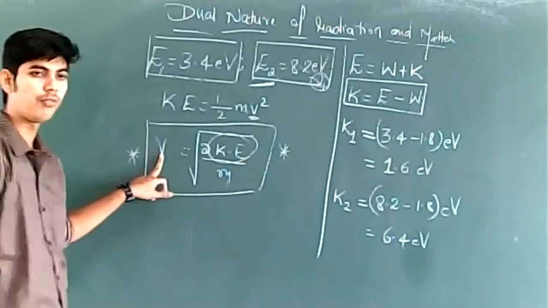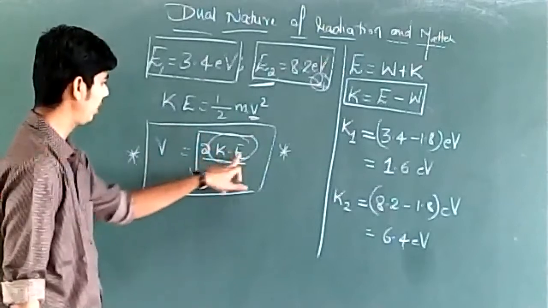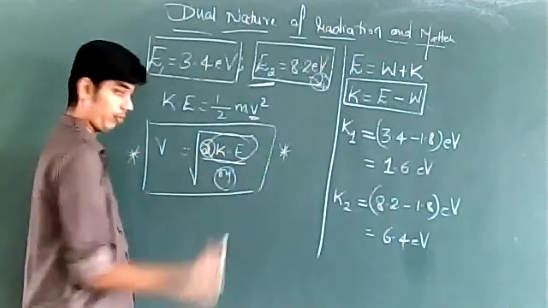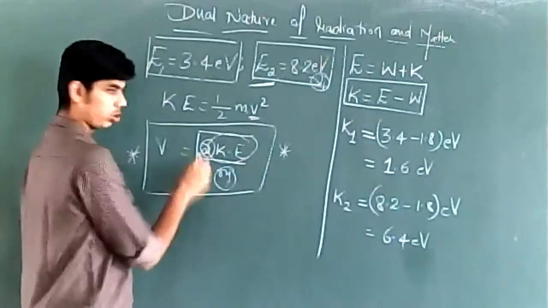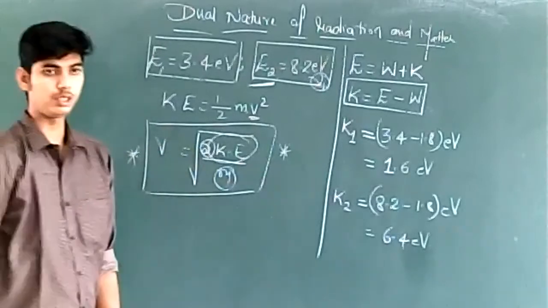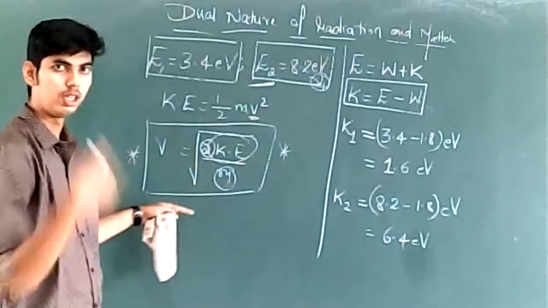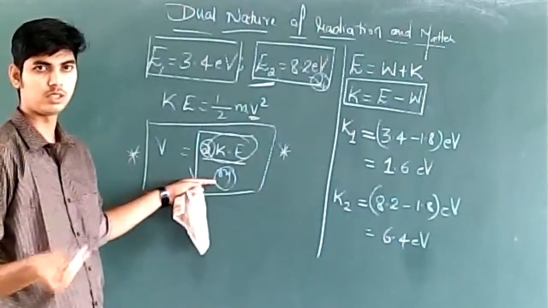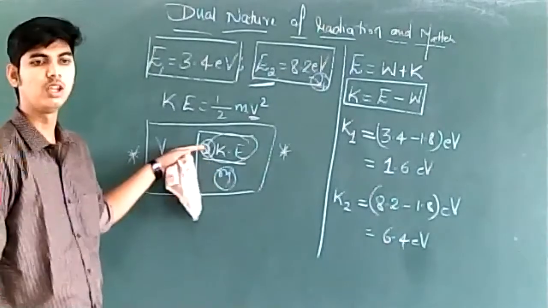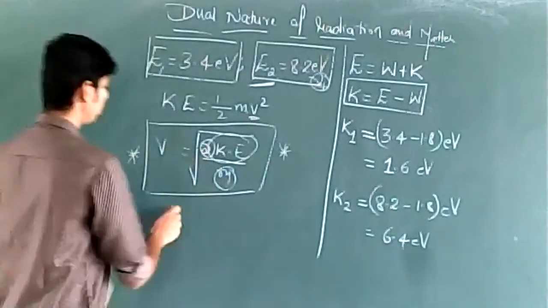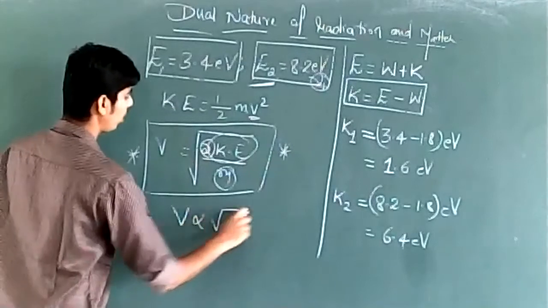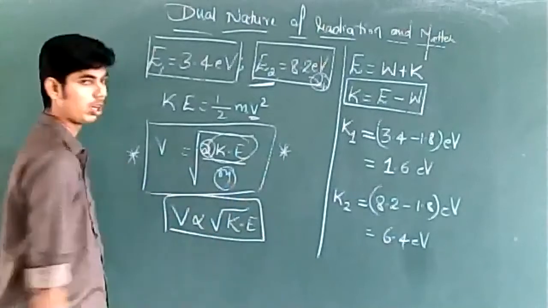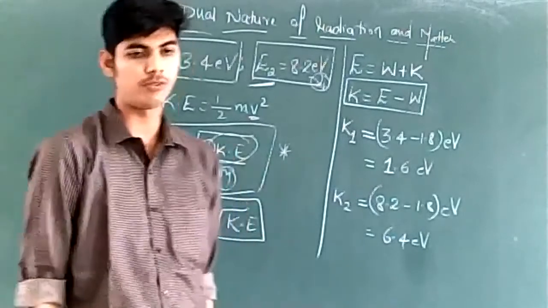You know that the speed of a photoelectron is given by the square root of 2 times kinetic energy divided by the mass of the electron. The 2 is constant and the mass of the electron is also constant. In the ratio of speeds, the mass cancels and the 2 cancels. So the speed of a photoelectron is directly proportional to the square root of its kinetic energy.